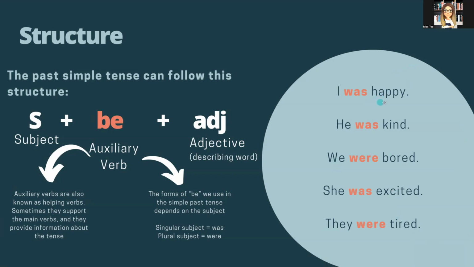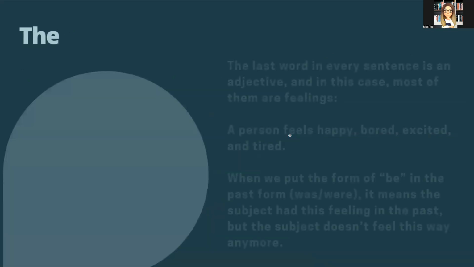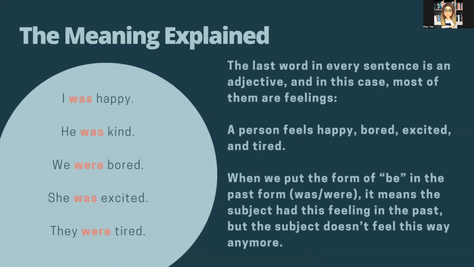All of these words, happy, kind, bored, excited, tired, these are adjectives. In other words, these are describing words. So let's look at the meaning a little bit more closely for all of these. The last word in every sentence is an adjective, and in this case, most of them are feelings. So happy is a feeling. Bored is a feeling. Excited is a feeling. And tired is a feeling. So these are all feelings.